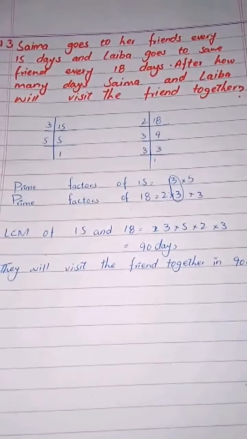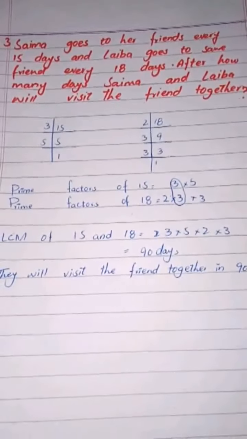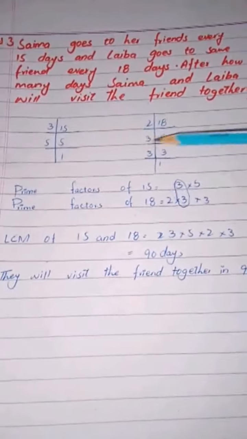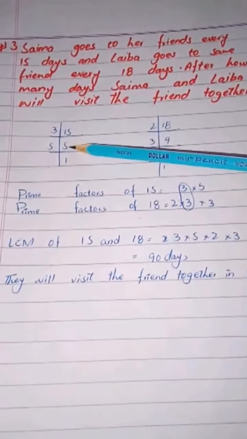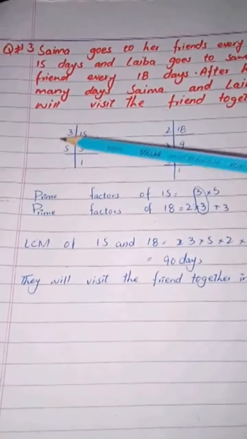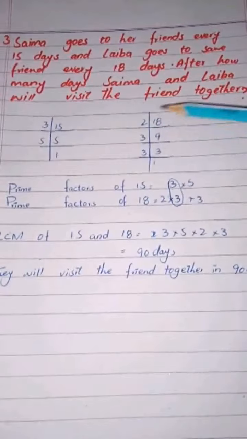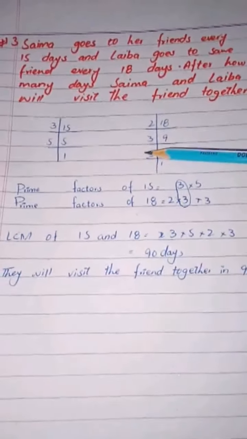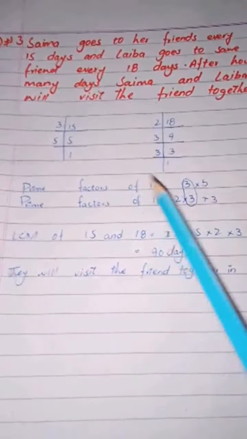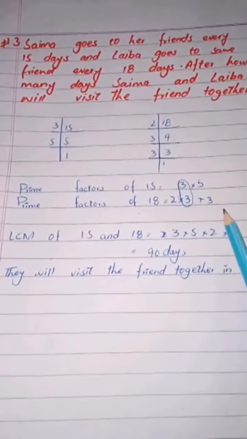Together is the key word, so we will find the LCM of 18 and 15 by finding the prime factors of 15 and 18. First we find the prime factors. Prime factors of 15: 3 5s are 15, 5 1 is 5. Prime factors of 18: 2 9s are 18, 3 3s are 9, 3 1 is 3. Prime factors of 15 is 3 multiplied by 5. Prime factors of 18 is 2 multiplied by 3 multiplied by 3.